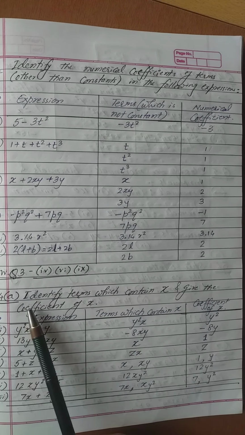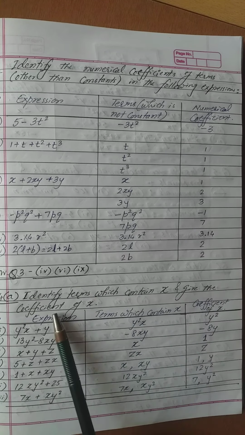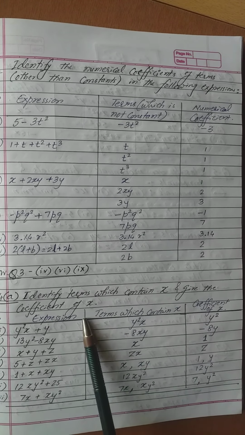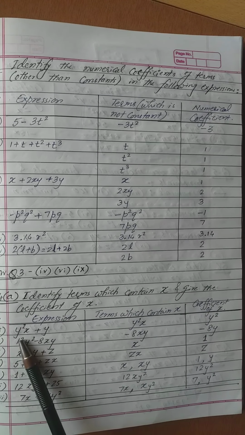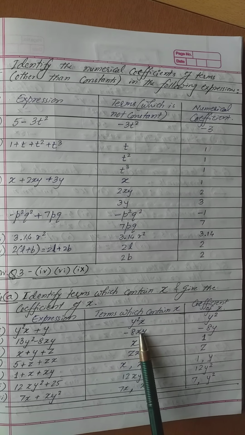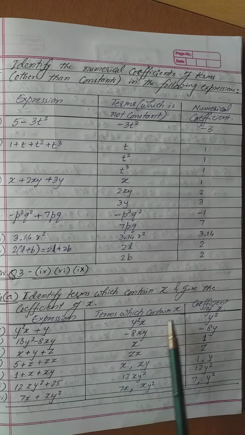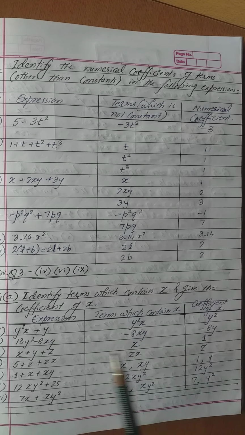Question number 4, part A: identify terms which contain x and give the coefficient of x. It is same as question number 3. First expression is y square x plus y. So the terms which contain x, we have to write that term only. So the term which contains x is y square x and the coefficient of x is y square.